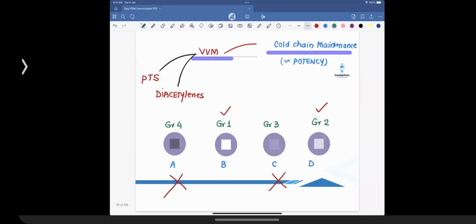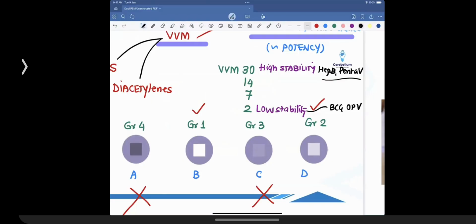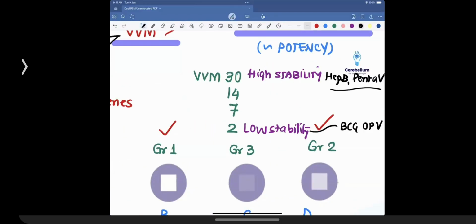INICET level question. VVM is of 4 types: VVM 30, 14, 7 and 2. They have given numbers. This is based on vaccine stability. 30 is for high stability vaccines, and 2 is for low stability vaccines. When we talk of stability, this is thermostability, heat, right? So for BCG and OPV we use VVM 2, and for more stable vaccines like hepatitis B and pentavalent we use VVM 30. So as the number increases, thermostability of the vaccine increases.